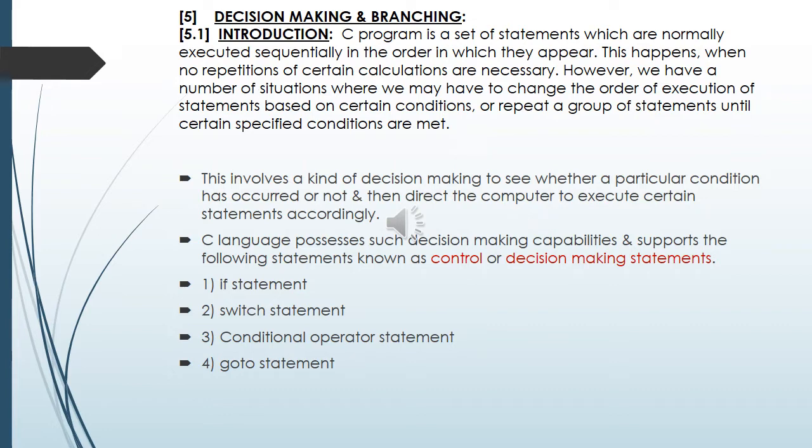This involves a kind of decision making to see whether a particular condition has occurred or not, and then direct the computer to execute certain statements accordingly. C language possesses such decision making capabilities and supports the following statements, known as the control or decision making statements. There are four types: if statement, switch statement, conditional operator statement, and goto statement.